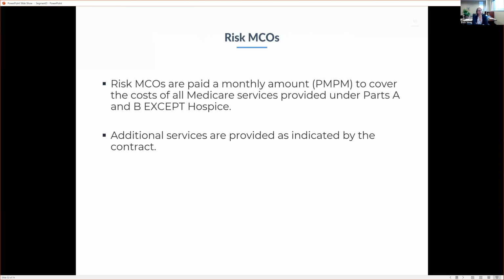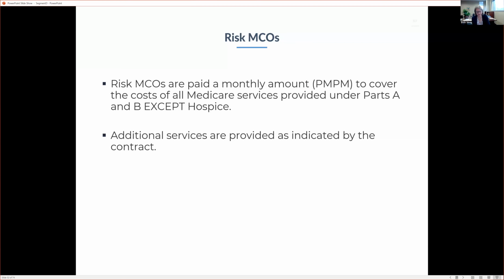There is this thing called risk managed care organizations, and this is somewhat historical, but it's important that you understand. Risk managed care organizations are paid the monthly amount, so this is what we have now, to cover all costs, all Medicare services except hospice. You remember we talked about that. They also, as part of their contract, may agree to provide additional services. They may agree to provide hearing aids or dental, wellness exam, and so on.